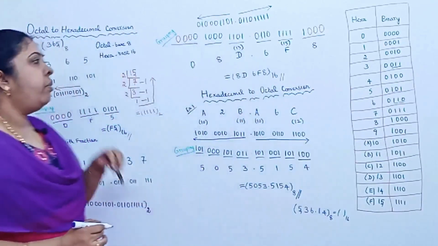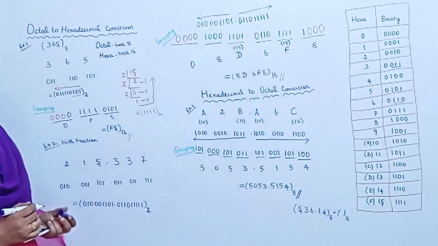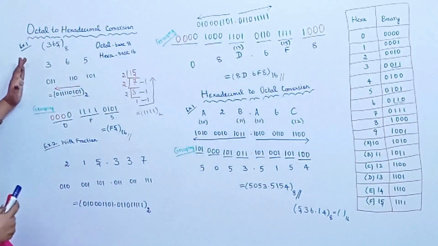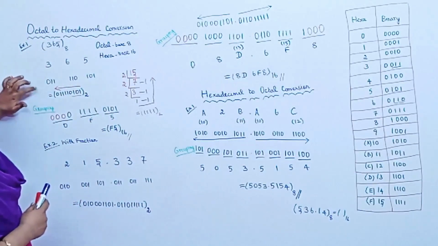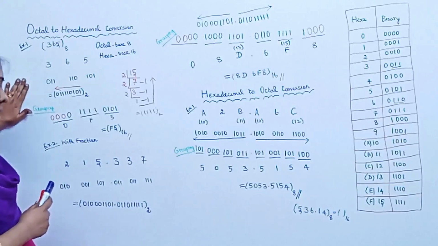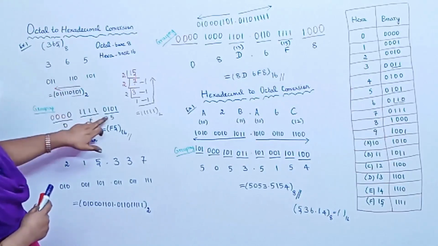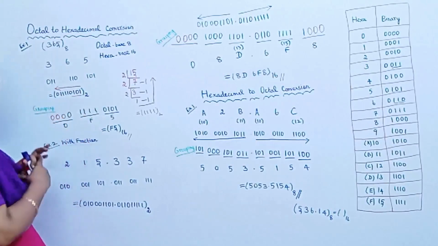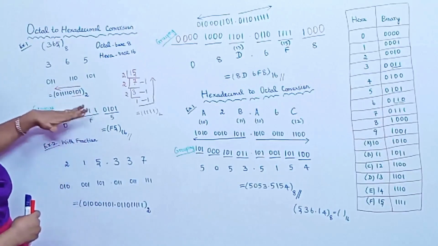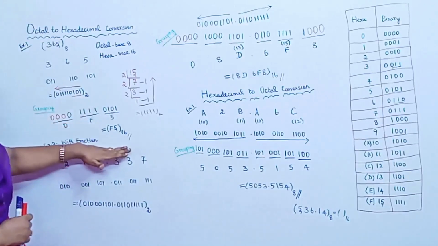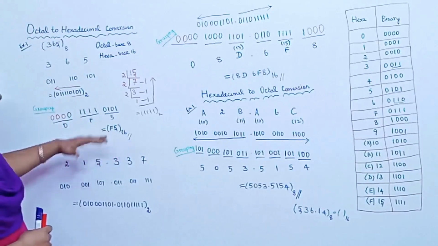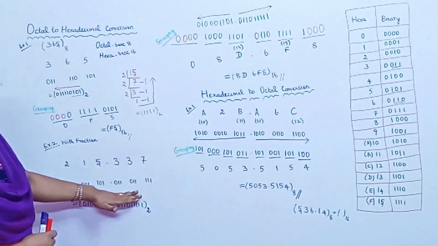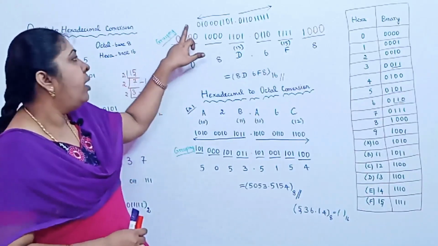Hope you are clear with both types of conversions. A small recap. In octal to hexadecimal, we are converting to binary, and in the integer part, the bits have to be grouped by 4 binary digits starting from the right to the left. And for the binary values, the hexa value can be found and it is written here. A small change in the fractional values.